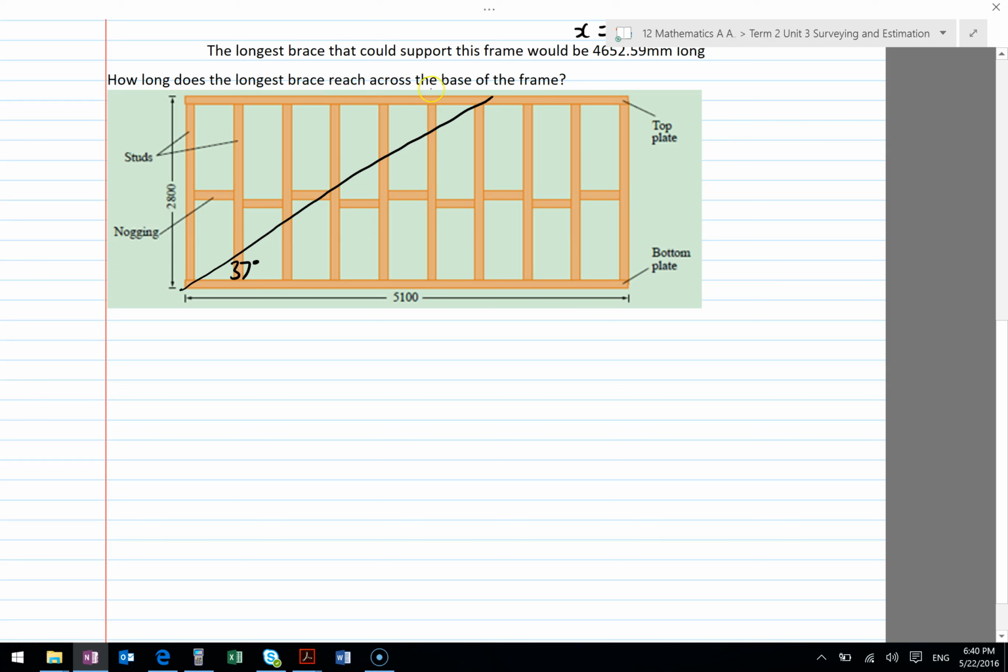Now, how long does the longest brace reach across the base of the frame? So how far across the base of the frame does that longest brace reach? I could mark in the hypotenuse using the answer above, but I'm just going to use the height because it's an exact value, and I won't lose any detail by rounding. So again, I'll draw my triangle, 37 degrees, x, 2800. I've got the opposite side and the adjacent side. Looks like I'll be using tan.